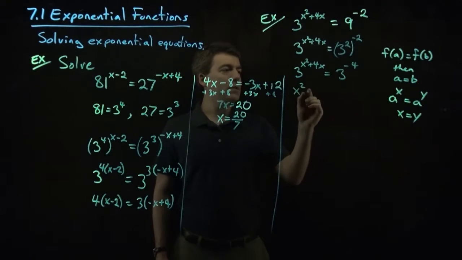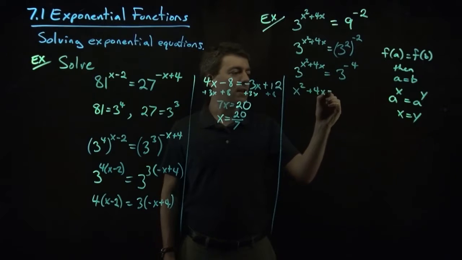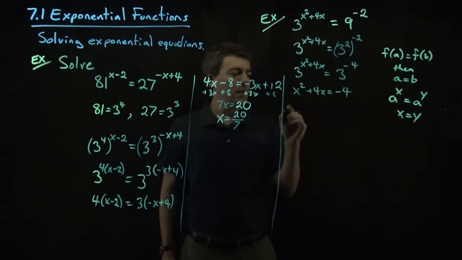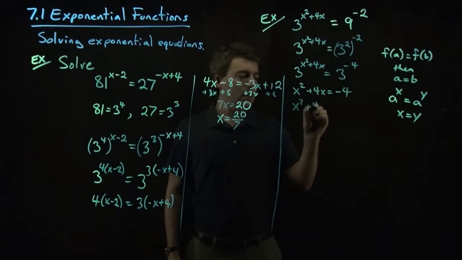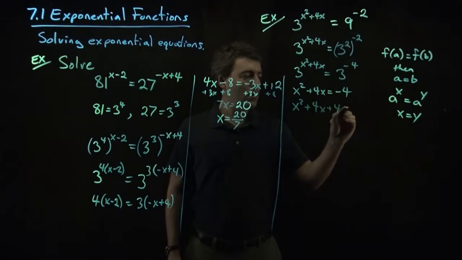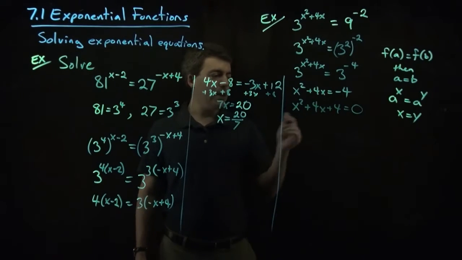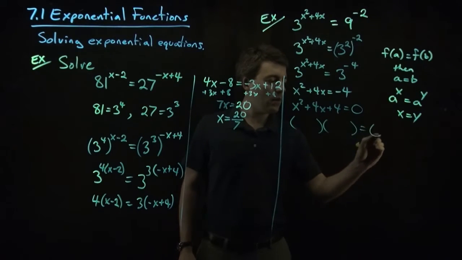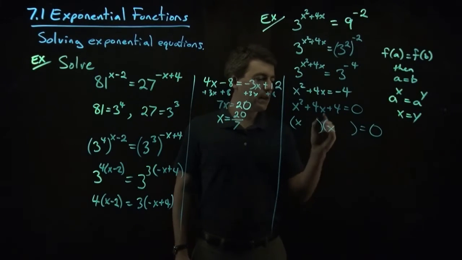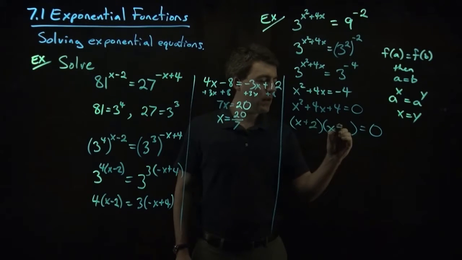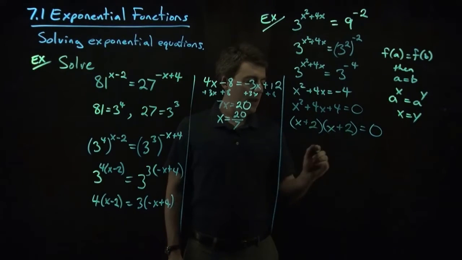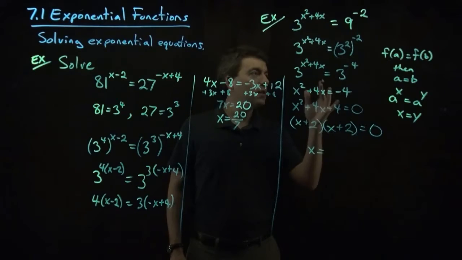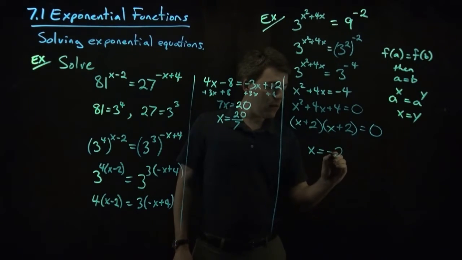Same base on both sides. Exponents must be equal. So x squared plus 4x equals negative 4. And now we have a quadratic, which we can solve. This will factor, I believe. We have x plus 2 and x plus 2. And so the answer to this is negative 2.